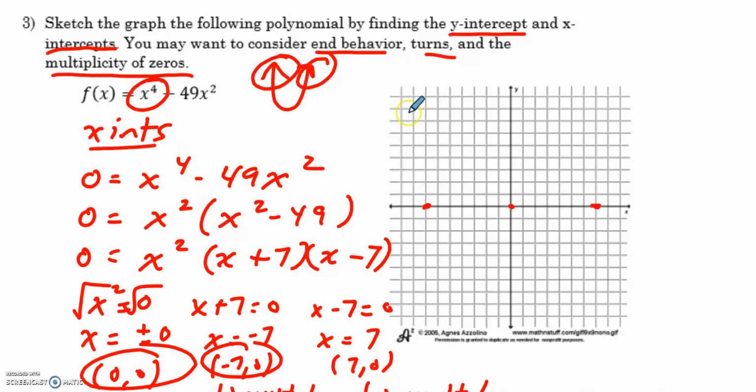So if I want to draw a sketch, I'm going to start up. I'm going to go towards the first root at negative 7. Negative 7 has a multiplicity of 1, so I'm going to go through that. I'm going to have to turn around, hit (0, 0). It bounces at (0, 0) because it has a multiplicity of 2, comes back up towards 7, goes straight through because it has a multiplicity of 1. So my graph would look something like that.